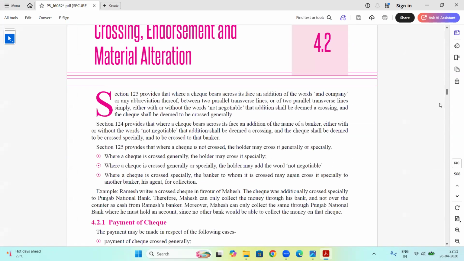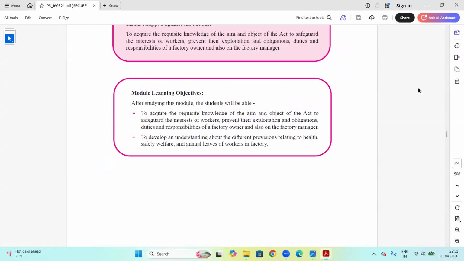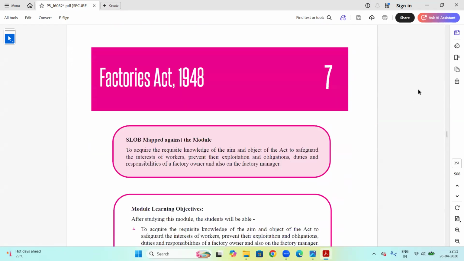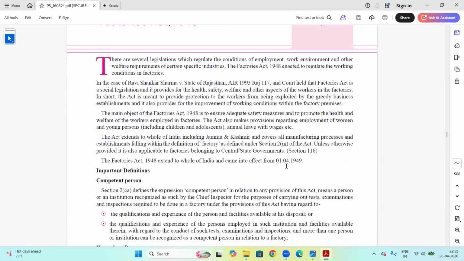Previously, we had a discussion on chapter number 7, that is the Factories Act 1948. We have quite covered all the important topics in the previous lecture. Today, in the same chapter, we will be discussing the important questions from an examination point of view. So let's get into it.